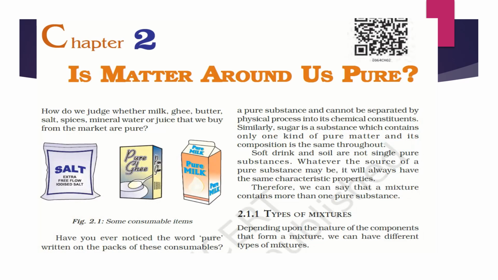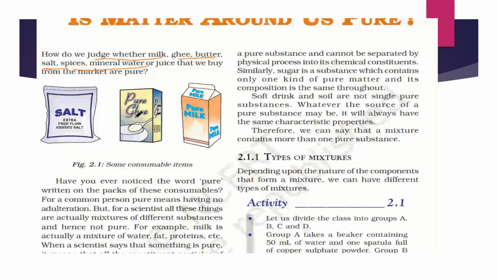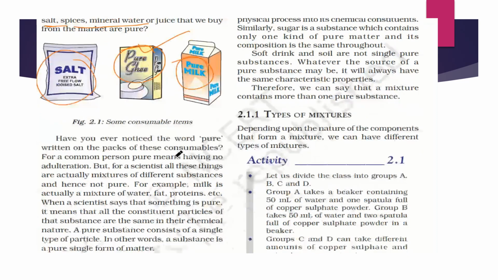So let's get started. How do we judge whether the milk, ghee or butter, salt, spices, mineral water or juice is pure or not? Suppose you are buying some items, it might be ghee, you will see that it is written pure ghee or pure cow milk. It is written on the salt, pure salt, iodized salt. On that only we depend that the consumables are pure. That is, the purity depends on that.